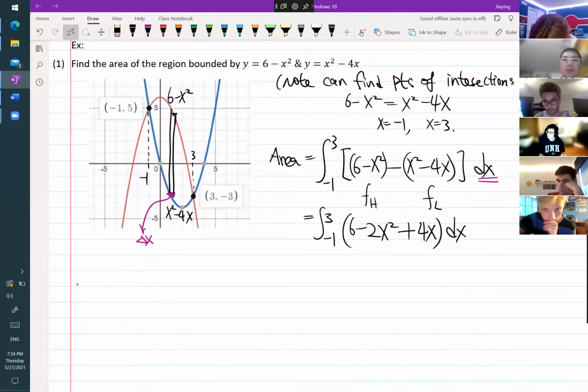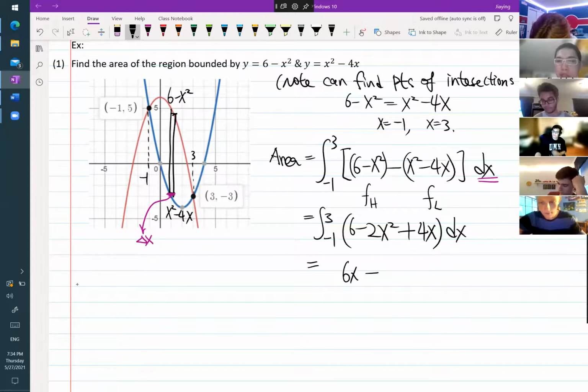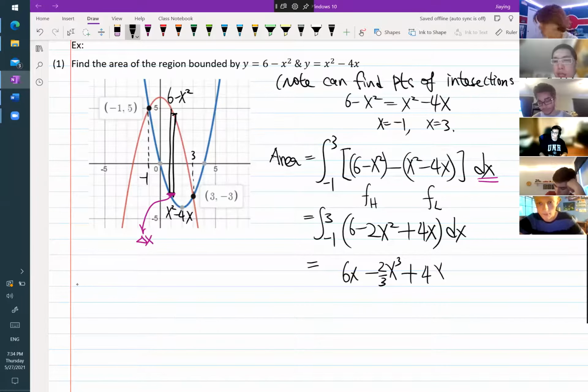All right, so the rest is about just integrating, I guess. I'm going to find the antiderivative. So 6 gives me 6x. Minus 2x squared gives me 2/3 x cubed. Plus 4x gives me 4 times x squared divided by 2. And then we're evaluating from -1 to 3.